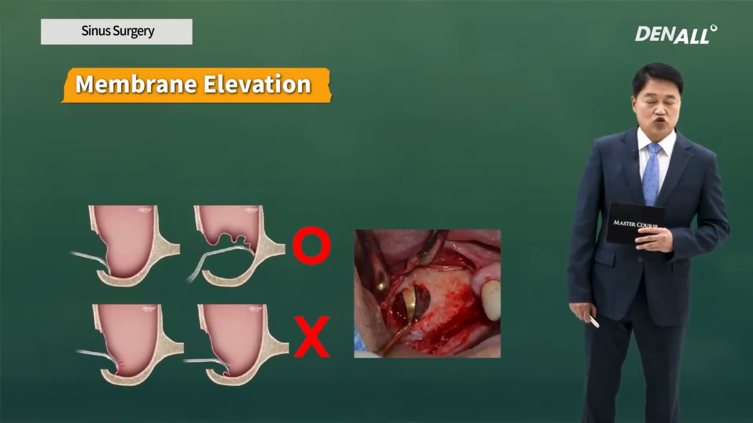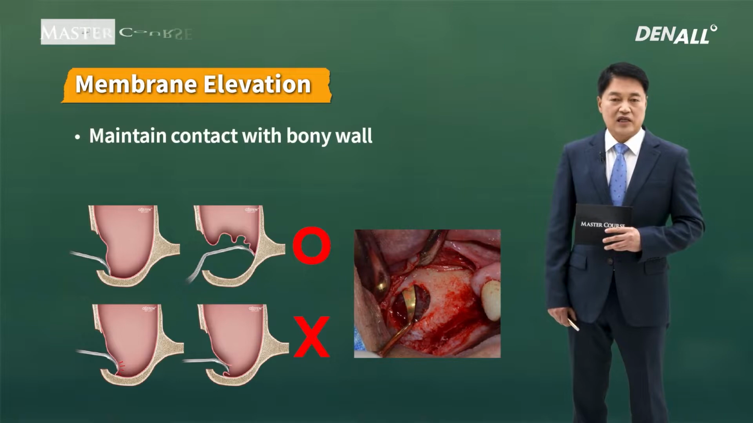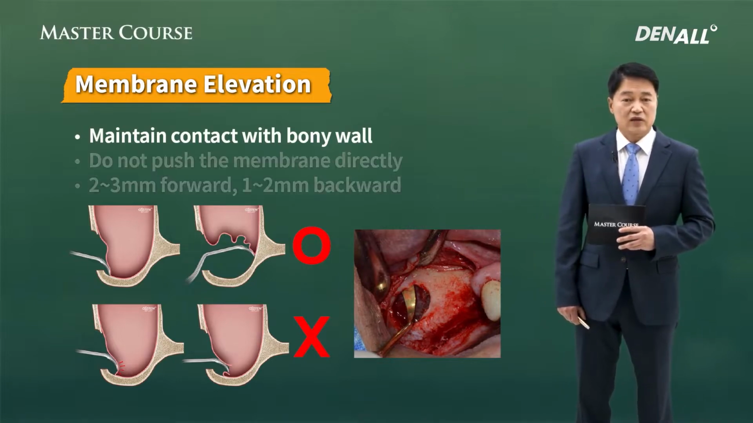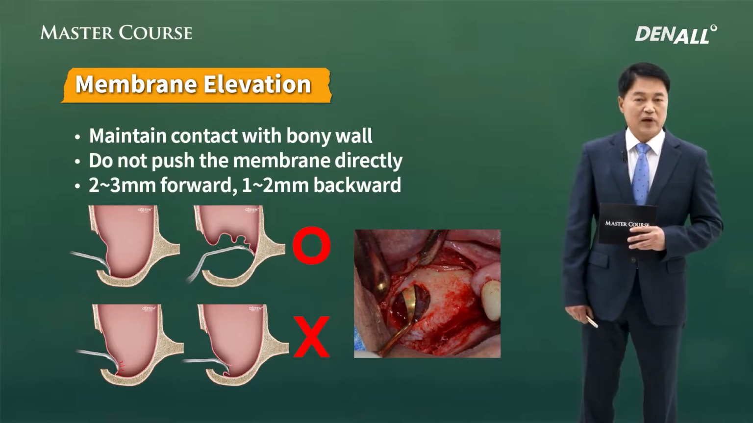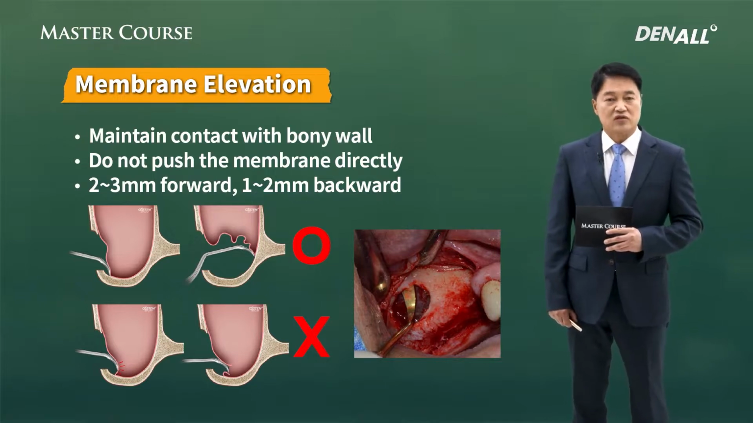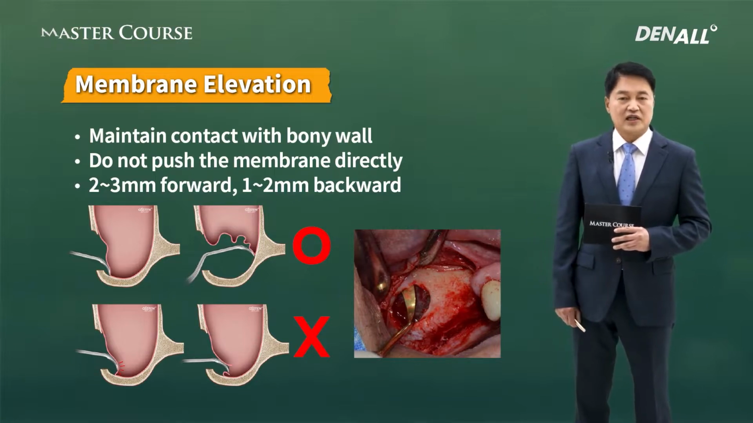Membrane elevation. The most important thing is the instrument needs to be in contact with a bony wall. Fish cannot live without water, and with the freer elevator, you need to always have contact with the bony wall, or else you might cause perforation of the membrane. Always, the freer elevator should be in contact with the bone, and then you should lift the membrane.